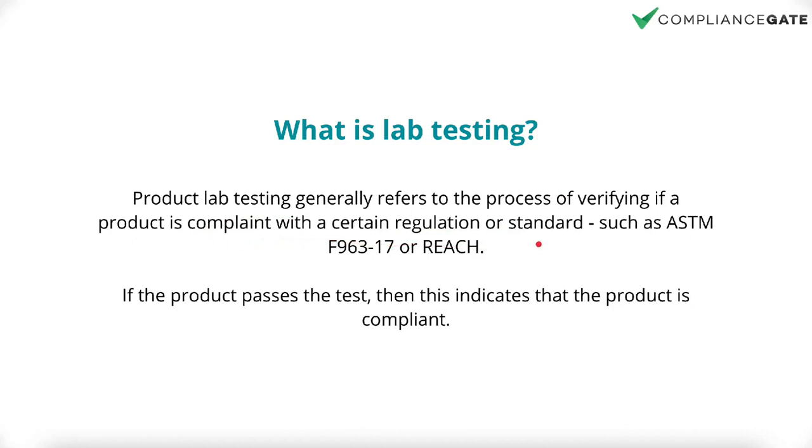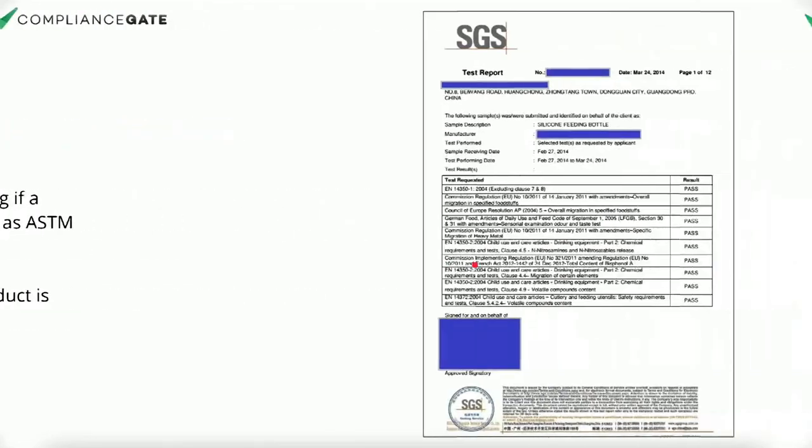Such as ASTM F963, that's for children's products in the United States, or REACH in the EU, which sets limits on certain substances. Now, if the product passed the testing, then this indicates that the product is compliant. So essentially, the act of verifying that a product is compliant and by extension safe, meaning that you can then sell it in a certain market.